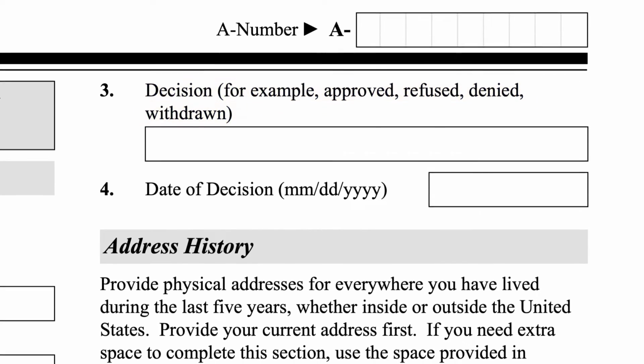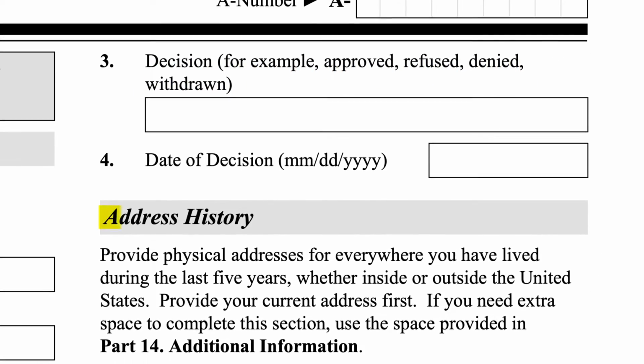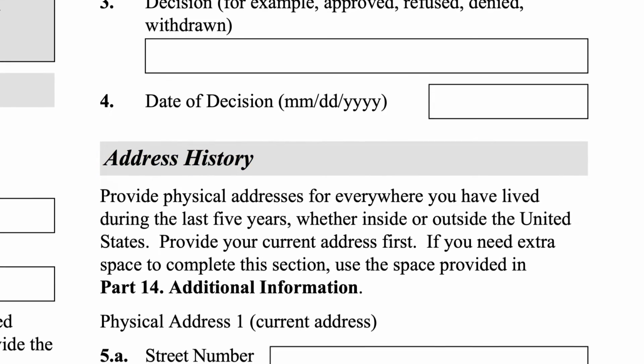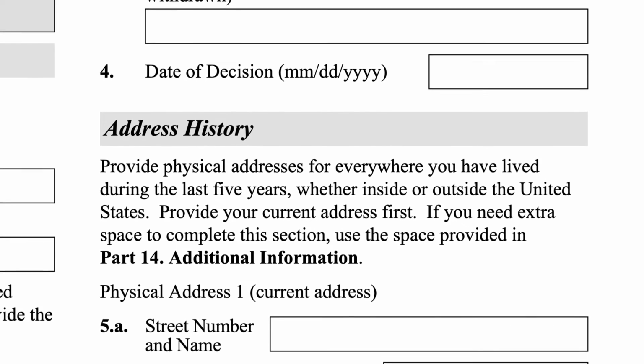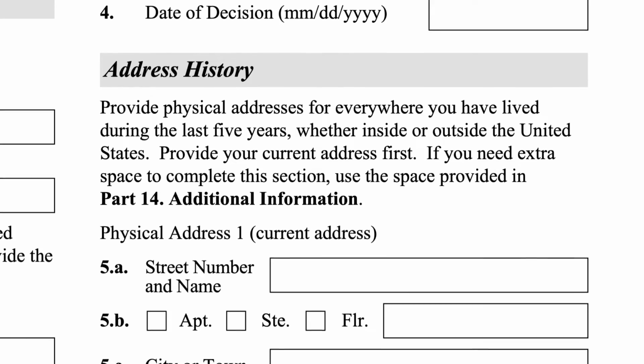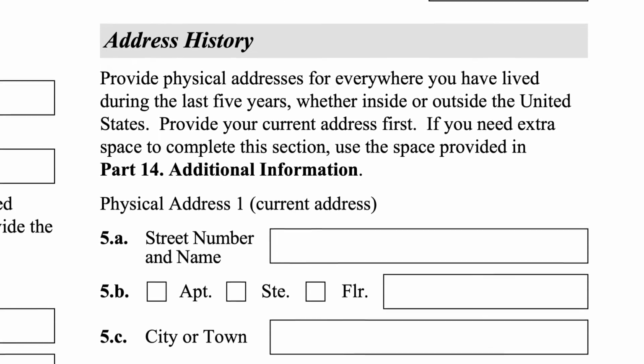The next section will go on to continue to ask what your address history was. And for this, it is very important that you provide the physical addresses for every single place that you have lived for the past 5 years. Wherever you need extra space, make sure to use an additional page to insert that information.